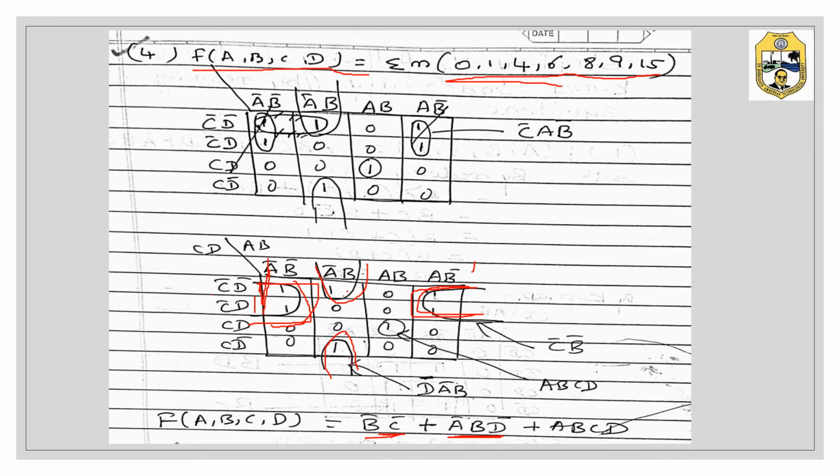Then this is the only one. Here we cannot make a grouping with anyone. So this grouping is called an individual grouping. And for this, what we can write, what is over here, it is AB, and what is over here, it is CD. So simply we need to write ABCD. And this is the final expression for solving this K-map.